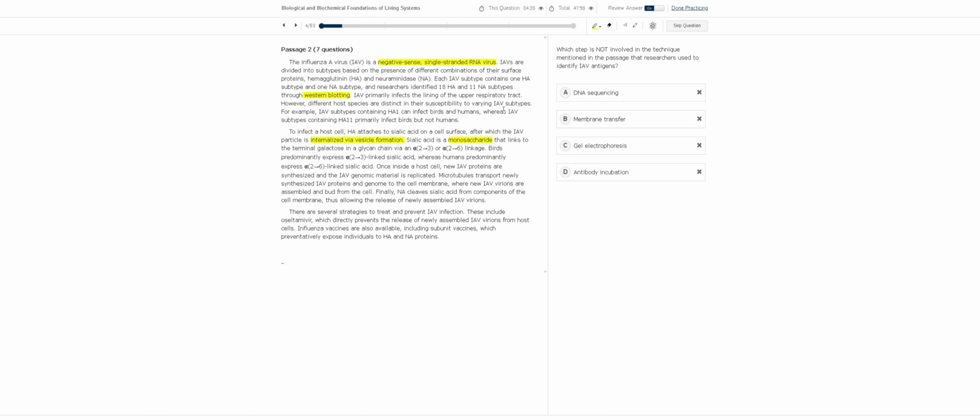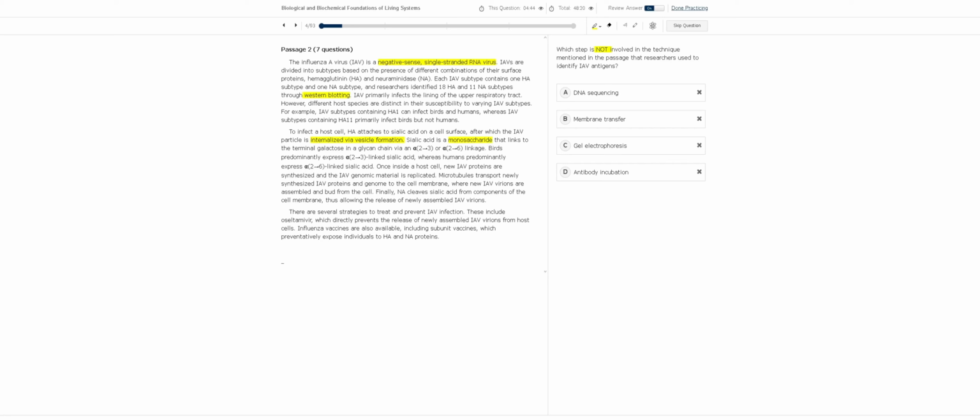Question number 4, passage 2. Which step is not involved in the technique mentioned in the passage that researchers use to identify IAV antigens? And so they're asking not. So it's always good to highlight what's not involved. Recall from our first paragraph, they said they separated the proteins by Western blotting. And so they differentiated by molecular weight.